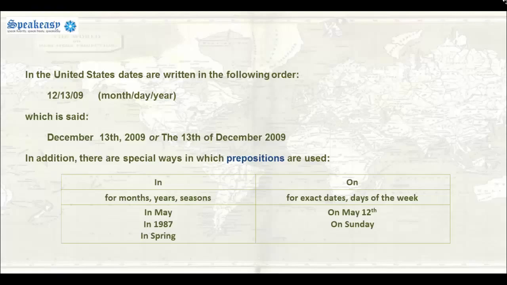In addition, there are special ways in which prepositions are used. So we use in for months, years, and seasons. For example, in May, in 1987, in spring. And we use on for exact dates and days of the week. On May 12th, on Sunday.